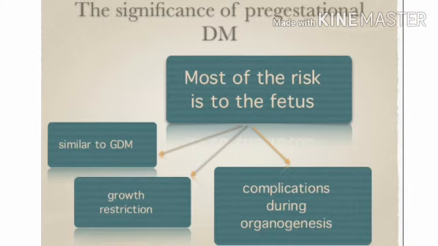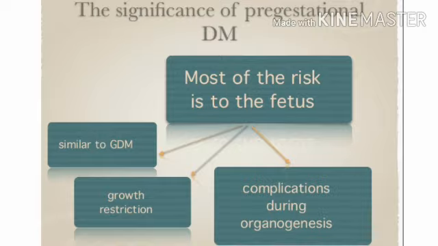But pre-gestational diabetes mellitus also affects both mother and fetus, but here the risk is more to the fetus. There will be growth restriction and there will be complications during organogenesis. Since pre-gestational diabetes mellitus is present from the beginning of pregnancy itself, the first trimester is said to be the period of organogenesis. Organs of the fetus are formed during the first trimester. So if diabetes mellitus is present during the first trimester, as in pre-gestational diabetes mellitus, that will affect organogenesis.